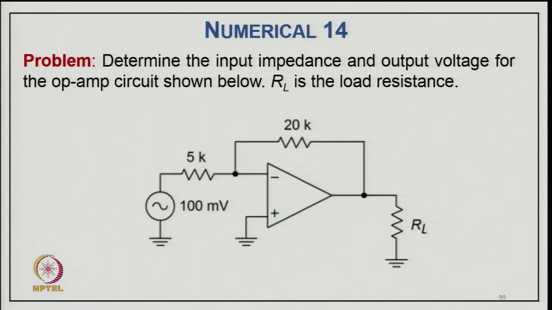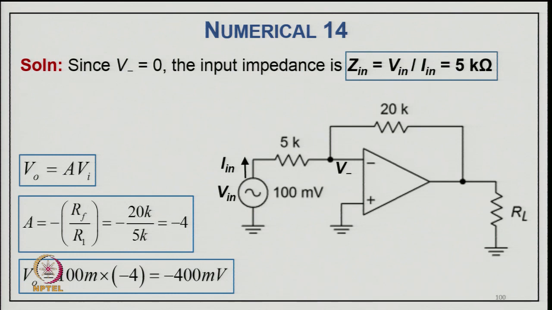Now, coming to numerical problem 14, determine the input impedance and output voltage for the operational circuit below. R L is the load resistance, and the input signal is a sine wave with 5 kilo ohm input resistance of source and 20 kilo ohm as feedback with R L. Solving this, V O minus equal to 0, because this is 0, so this is also 0. The input impedance is V in upon I in, so that is 5 kilo ohm, which is given here, and V O equals A times V I. So, A is minus R F upon R 1, that is minus 20 upon 5 k, that is minus 4. So, V O will be 100 millivolt, which is given here, into minus 4, that is minus 400 millivolt.